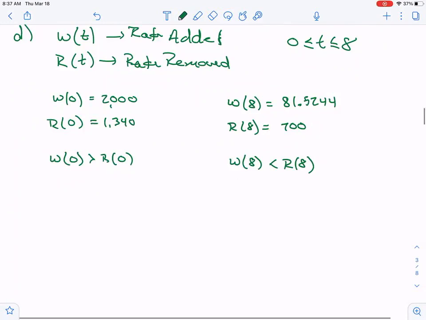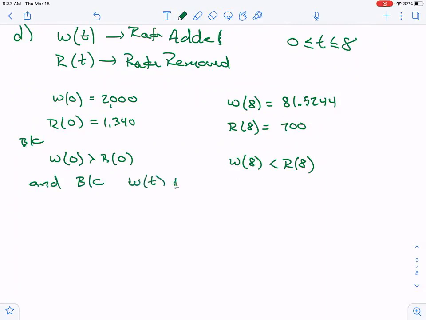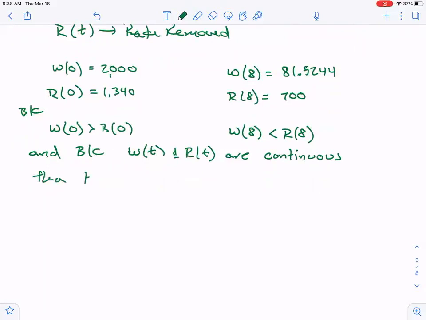Now, I have to say one more important thing about this. Because of what I'm showing here, and because W at t and R at t are continuous, then there is a t equal to c, where W at c is equal to R at c.